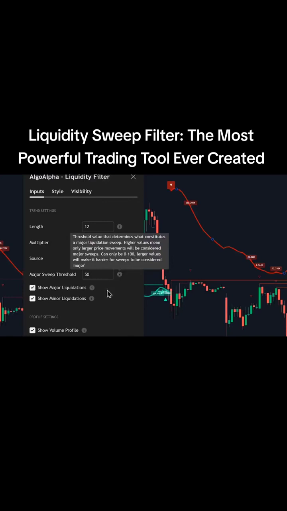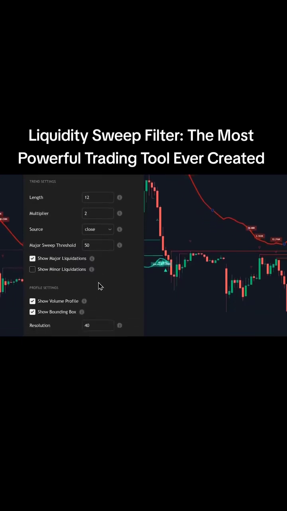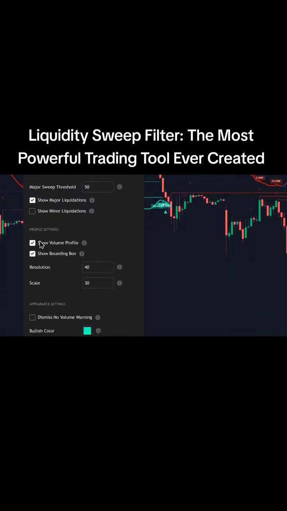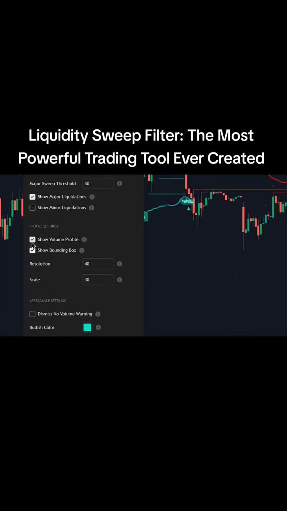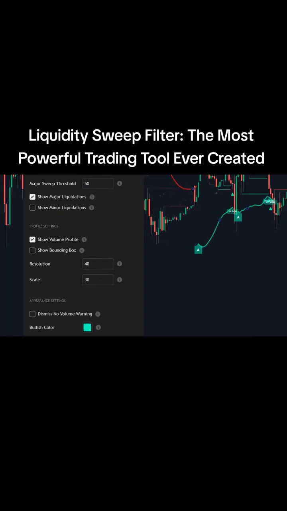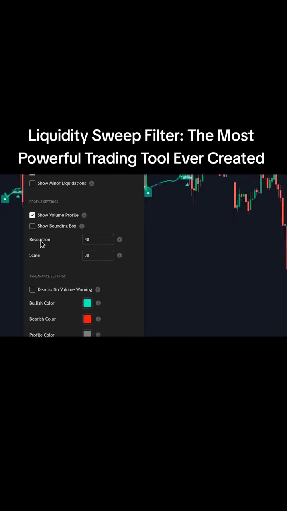And then here we have options to show or hide major and minor liquidations. For me, I'm going to disable the show minor liquidations option because I'm not going to be needing the minor liquidations for my strategy. Here you can decide to show the volume profile as well as the bounding box. I'm going to hide the bounding box, but I'll leave the volume profile enabled. I'm not going to change any of these settings.